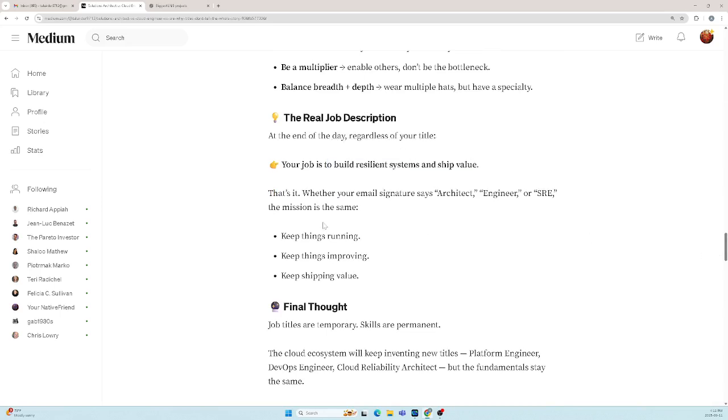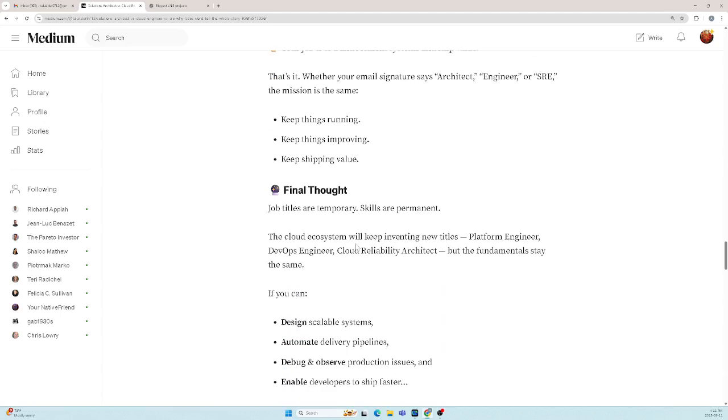Okay, so whatever your email signature says, architect, engineer, SRE, platform engineer, platform architect, the mission is the same. Keep things running, keep things improving, keep shipping value for the organization. Job titles are temporary, but skill is permanent. Any organization can have different job titles. It doesn't matter, but your skill is very, very important.